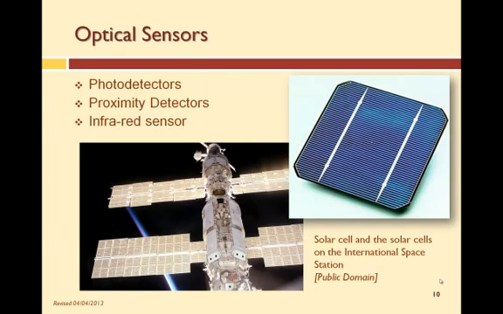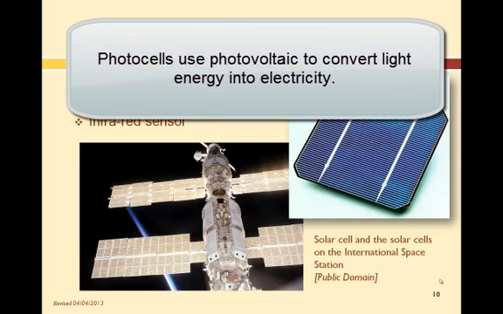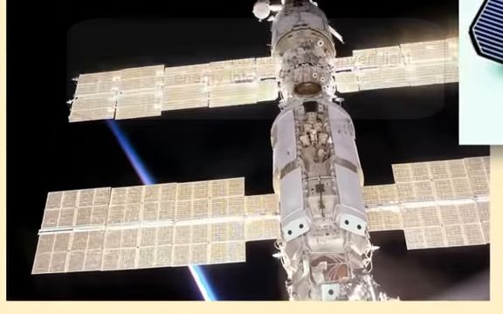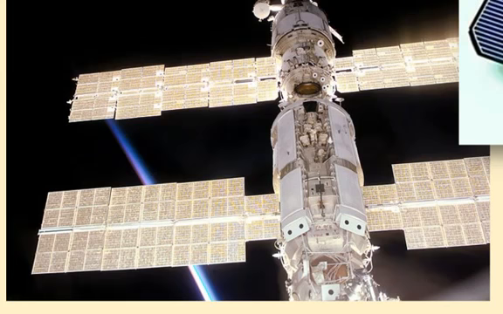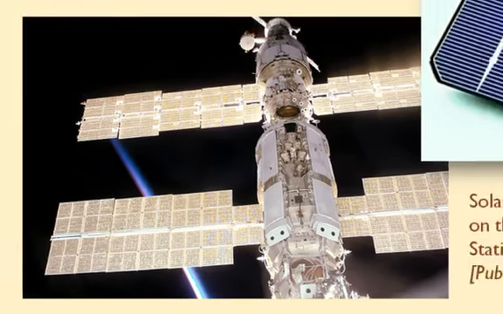Optical sensors detect light of a specific wavelength or light within a range of wavelengths. The manner in which light is detected depends upon the type of optical sensor. For example, the photocells seen in the pictures use photovoltaics to convert light energy directly into electricity. The photocells on the International Space Station are double-sided, maximizing the amount of light detected. The electricity generated by these cells supplies the electricity for all operations aboard the station.